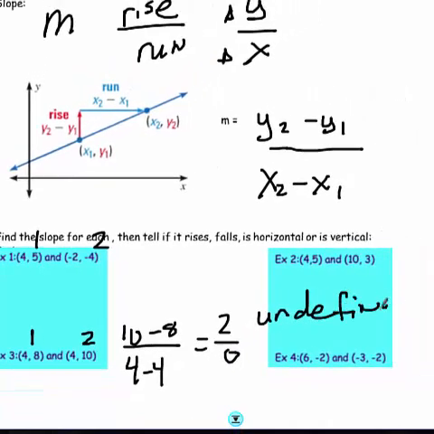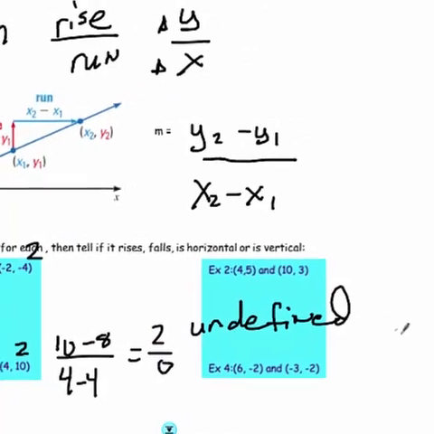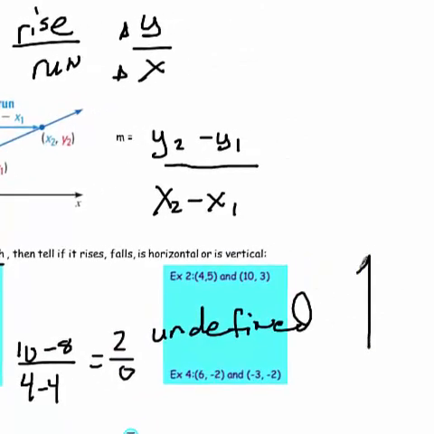So that's undefined. Well, what happens on an undefined slope? What does an undefined slope actually look like? Well, let's think about that for a second. We know it's rise over run, right? So that means it rises 2 and it goes nowhere. So once again, it rises up 2 spaces, but it runs nowhere. So this is a vertical line.